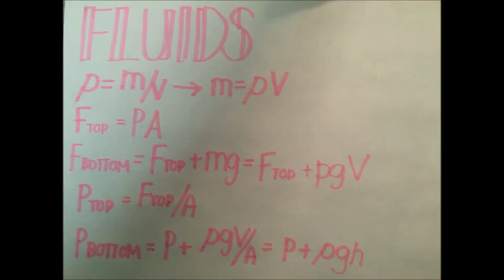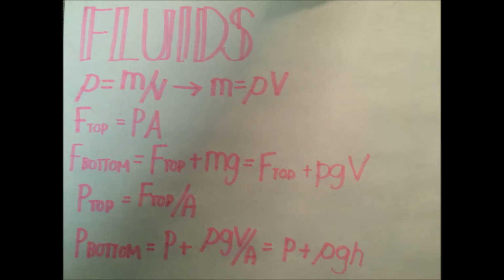Say you have a beaker filled with water. At the surface of the water, there is a force as a result of atmospheric pressure, which is equal to the pressure times the area. By contrast, at the bottom of the beaker, there is still the force due to atmospheric pressure, but there is also a force from the weight of the water.